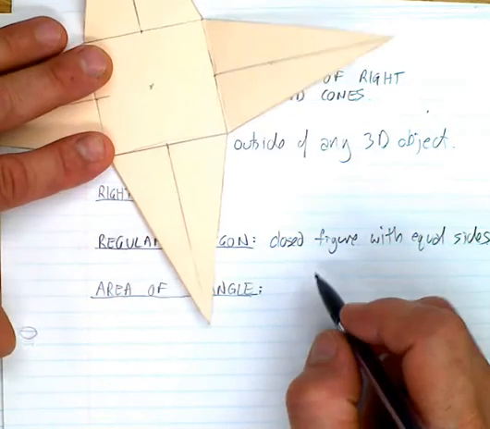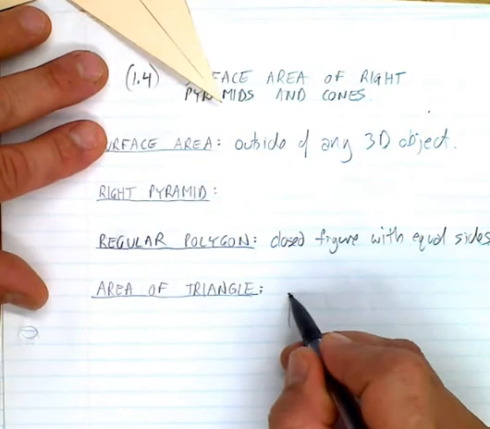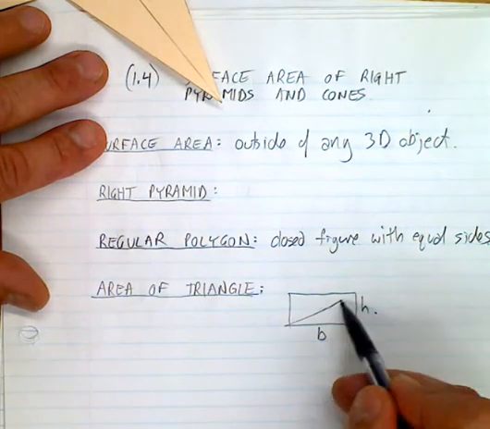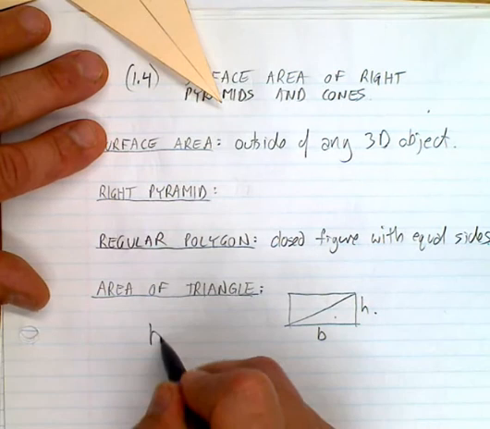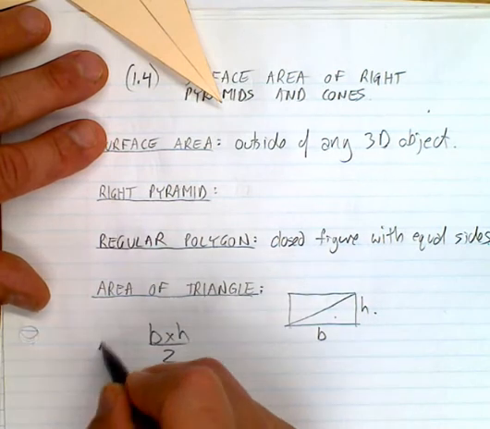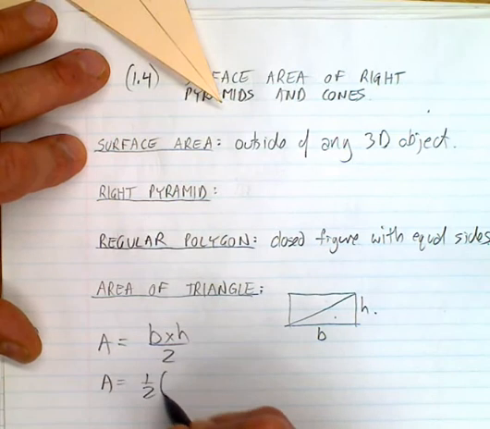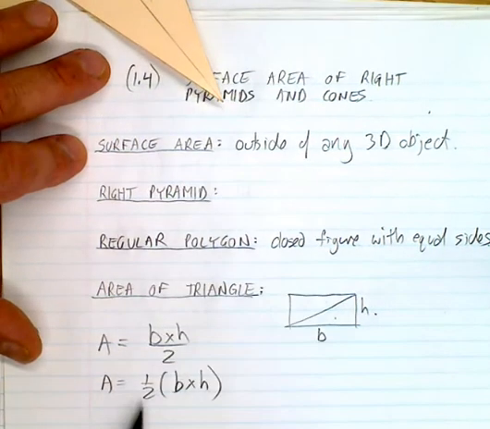Hopefully you can remember. Well, look, if you look at a rectangle, it's base times height, right? Well, if you cut it in two, you got two triangles. So base times height divided by 2 is the area of a triangle. Another way to look at it is 1/2 times your base times height. Those are exactly the same.